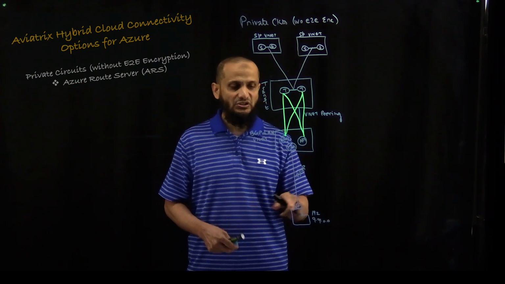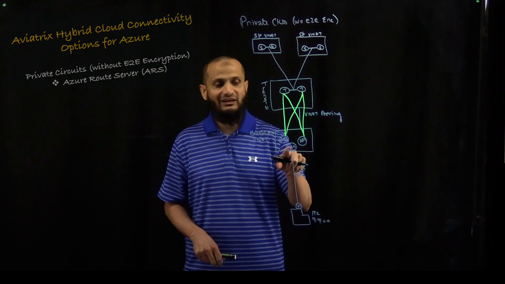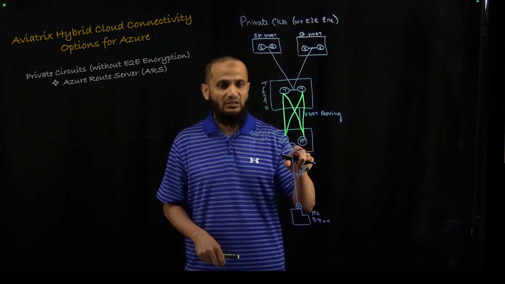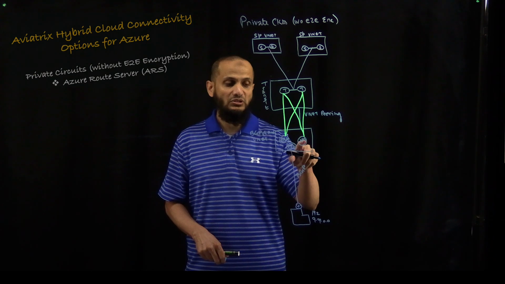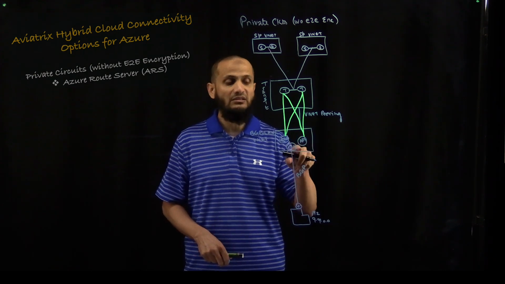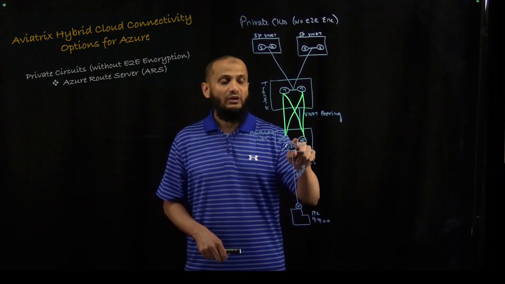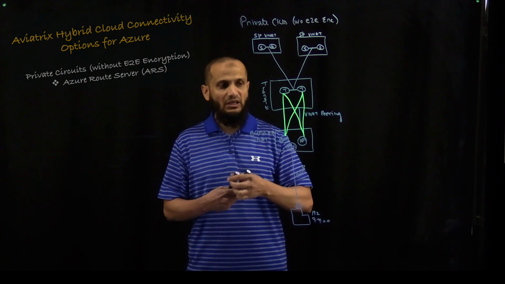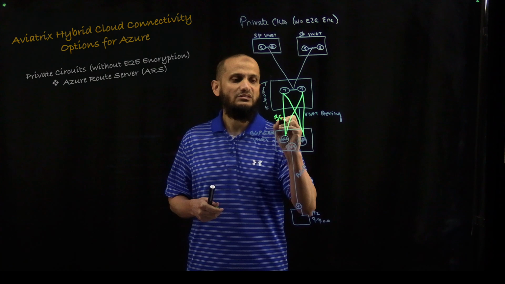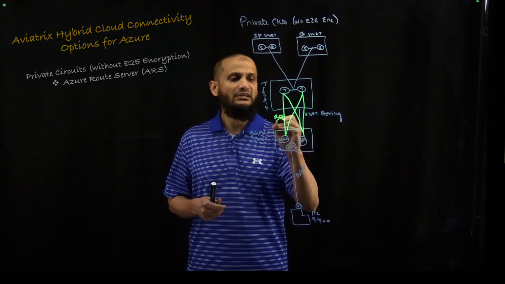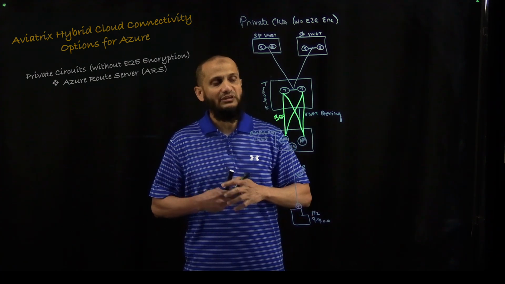So using the BGP, the ER gateway receives a route. And because of the B2B knob that we activated, ARS is going to receive those routes in the fabric. Now ARS has a BGP adjacency. So this is a BGP adjacency with the Aviatrix transit gateway.